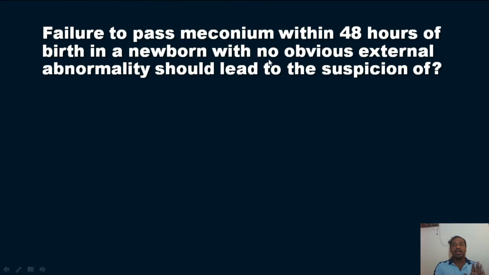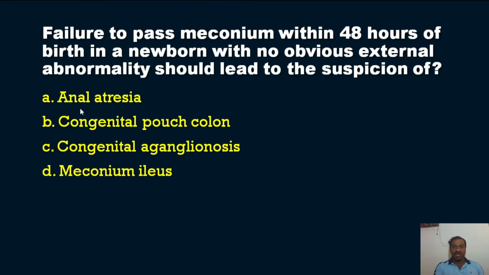If the baby didn't pass meconium within the first 48 hours of birth, and if there are no other problems, then what should we suspect? Okay, so the question is very clear. Failure to pass meconium within 48 hours of birth in a newborn with no obvious external abnormality should lead to the suspicion of. So here come the options. The first one is anal atresia. The second option is congenital pouch colon. The third one is congenital aganglionosis, and the final one is meconium ileus. So what is the answer?